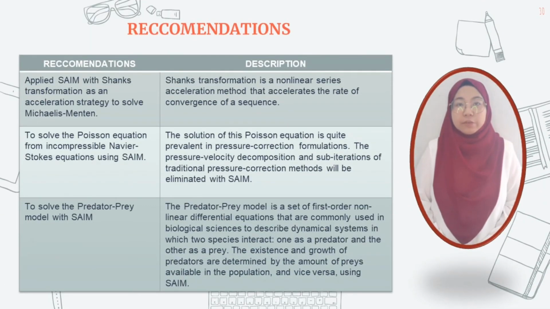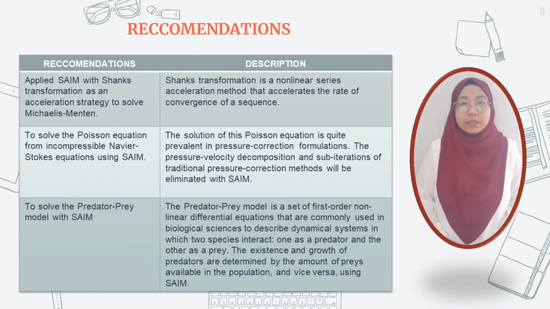The recommendation of this research is to apply SAIM with Shanks transformation as an acceleration strategy to solve Michaelis Menten. Next is to solve the Poisson equation from the incompressible Navier-Stokes equations using SAIM. Lastly is to solve the Predator-Prey model with SAIM.